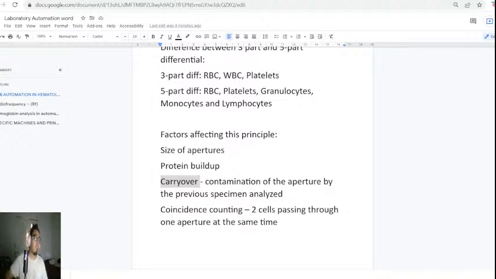Another thing that I need to mention is coincidence counting. Two cells passing through one aperture at the same time. All right. So, two cells passing through one aperture at the same time.